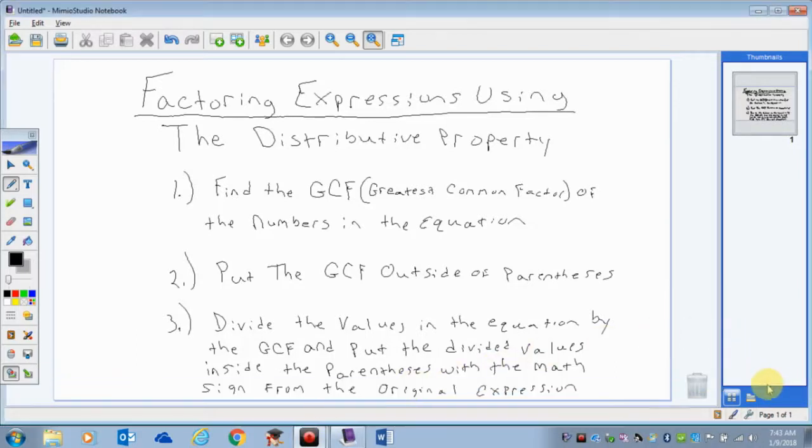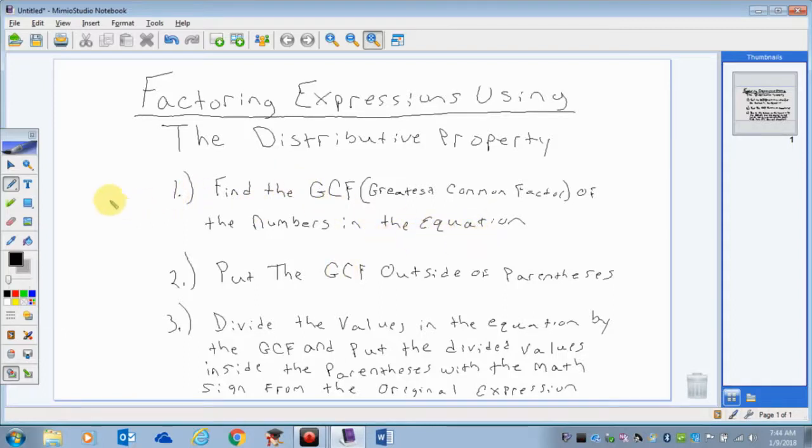We're going to go from a problem that has two big numbers and factor it down and put it into the distributive property, adding parentheses and a number that we're going to multiply. So the steps, first, they sound difficult, but once you see them, they're easy. It says find the greatest common factor of the numbers in the equation.